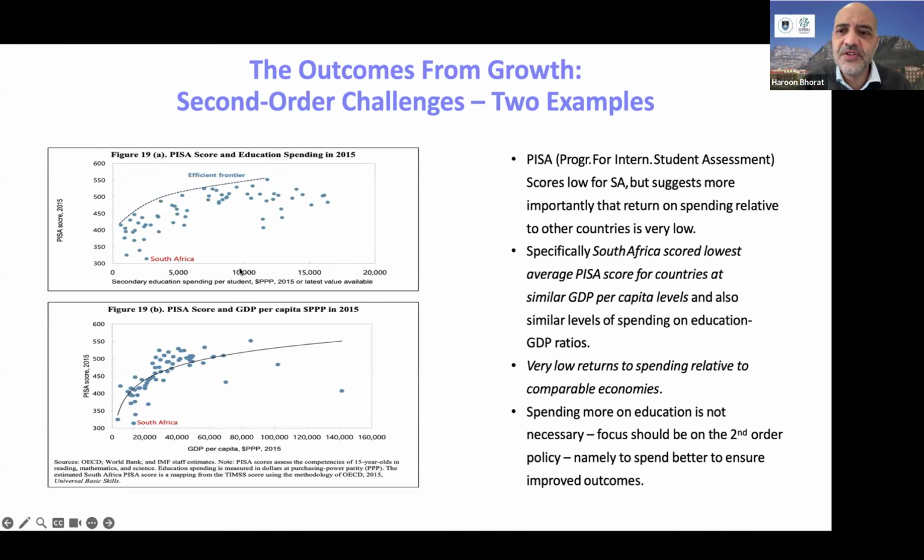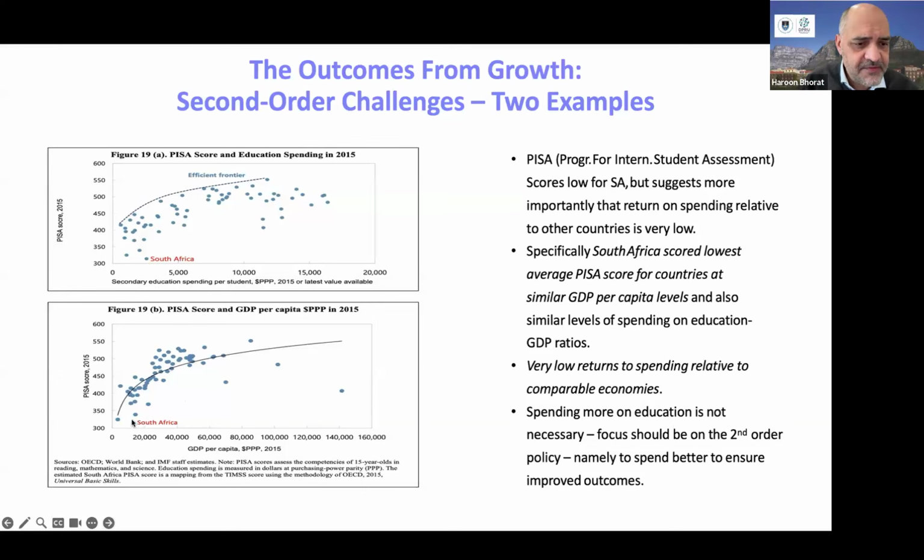And here's an ROI measure for education. The ROI measure is to look at what are called PISA scores. A PISA score is a standardized test score done by all countries that participate. So it's a test score for schoolgoers and learners. The acronym, the Program for International Student Assessment, explains it. And it asks the question, in these graphs here, relative to other countries, what is South Africa's PISA score? The average PISA score for all our learners. The two graphs are relative to what South Africa spends per student on education and relative to GDP per capita. So here's the way to think about this.